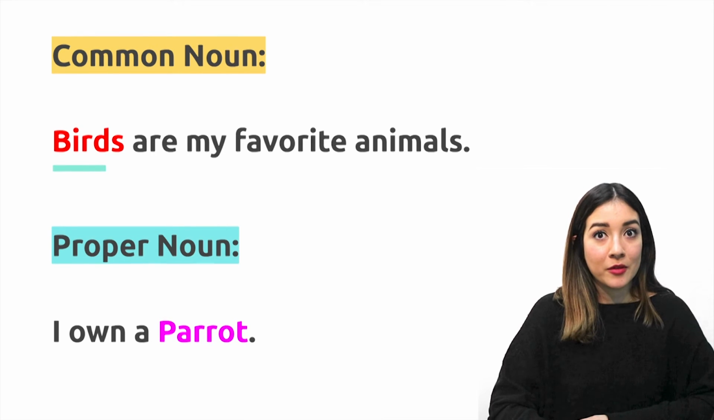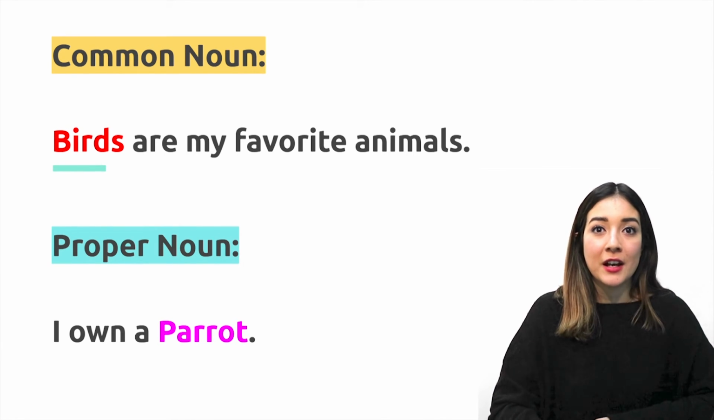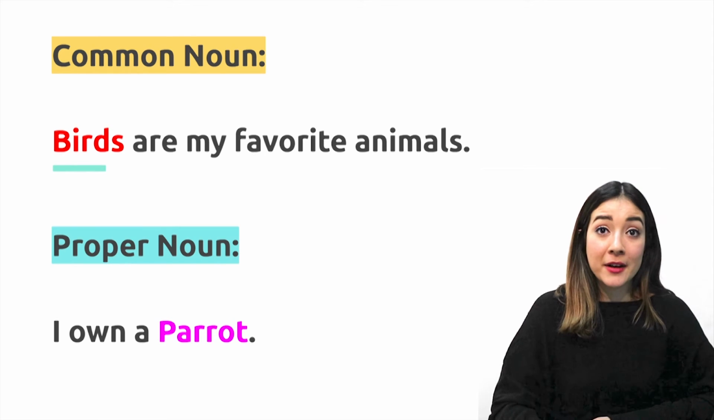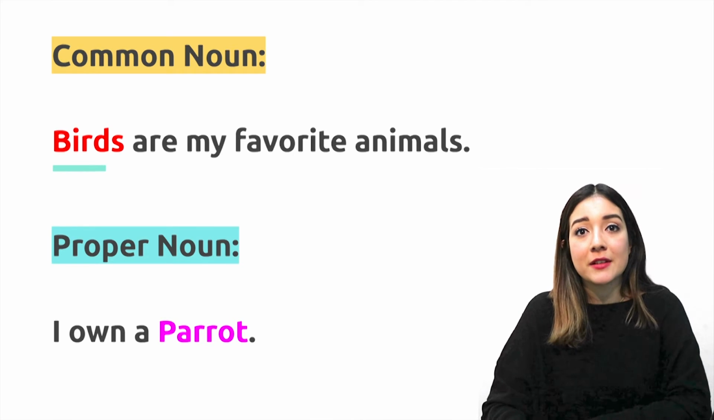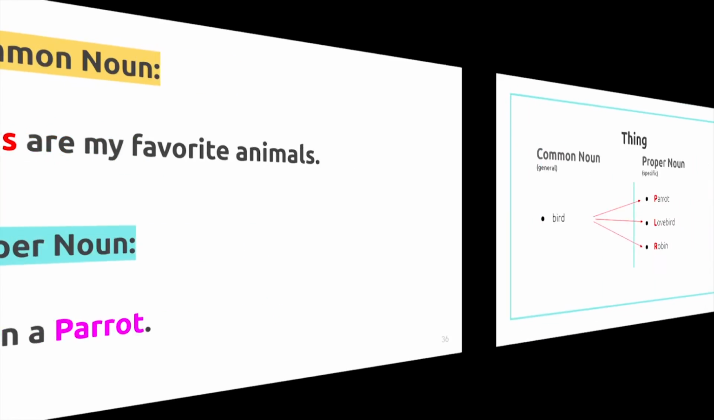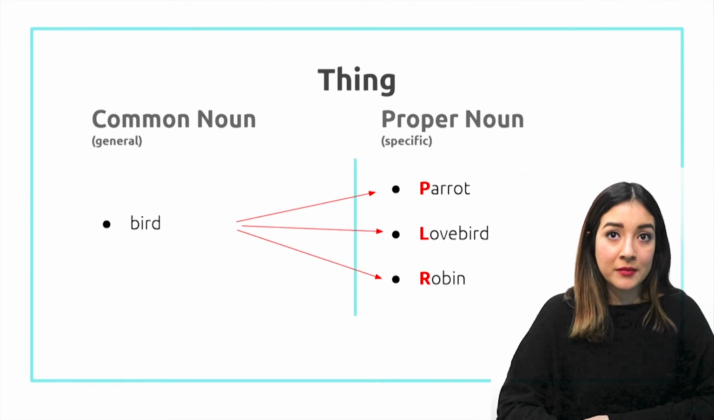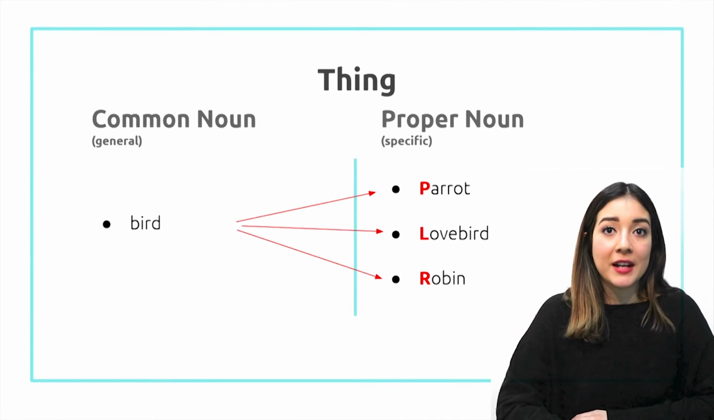Birds are my favorite animals. Birds being a general term encompassing all types of birds. Now, when we talk about specific breeds of an animal, this could get a little confusing because we might not be familiar with all the breeds of a given animal. In this case, I own a parrot. Parrots are a specific breed of birds, birds being the general term, parrot being a specific breed. I could also say, I own a lovebird, I own a robin. Any name of a specific breed of a bird would be a proper noun.